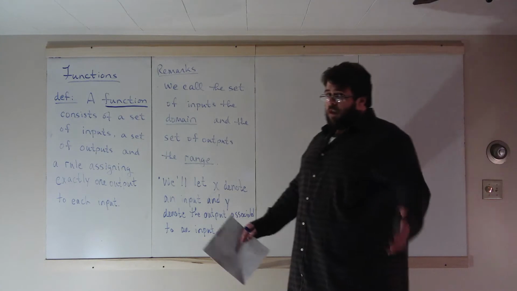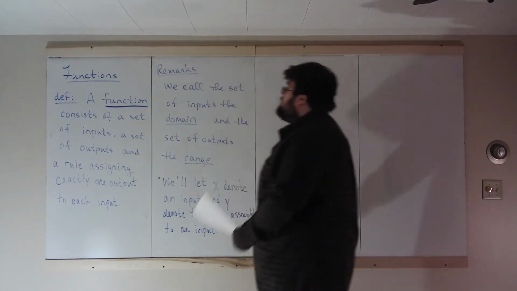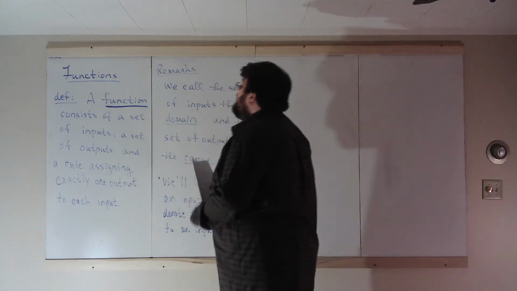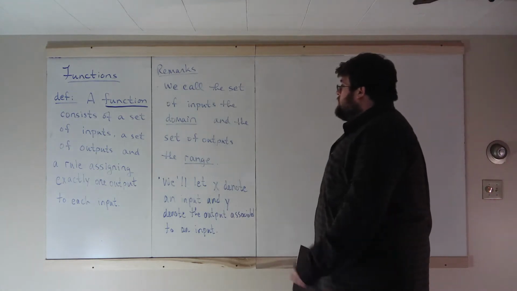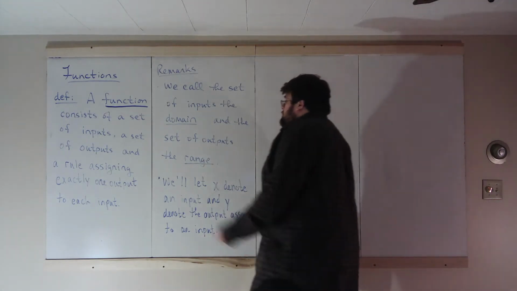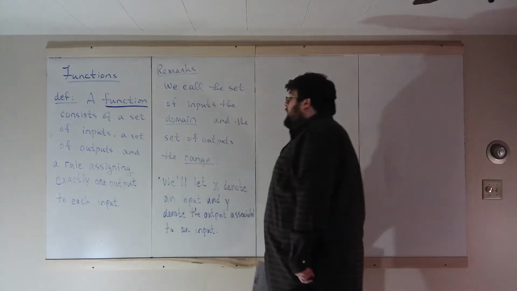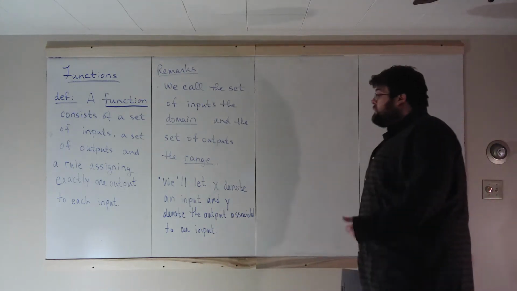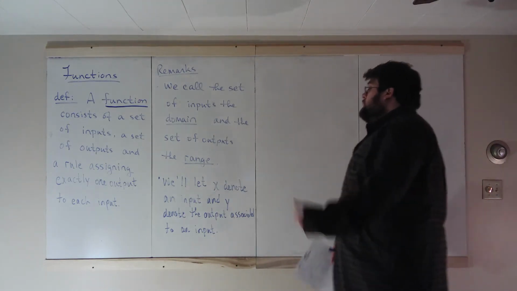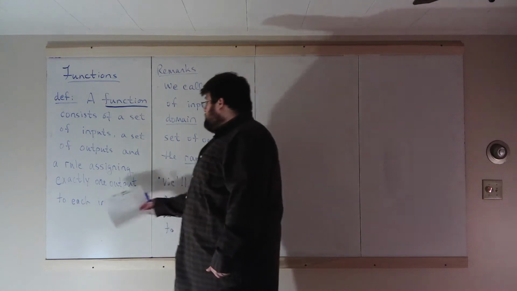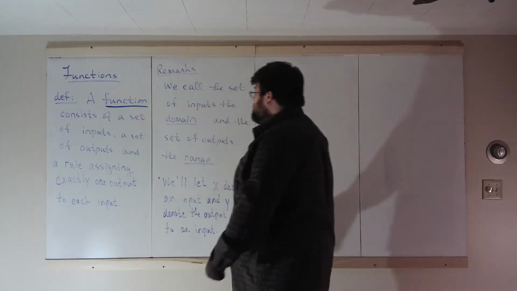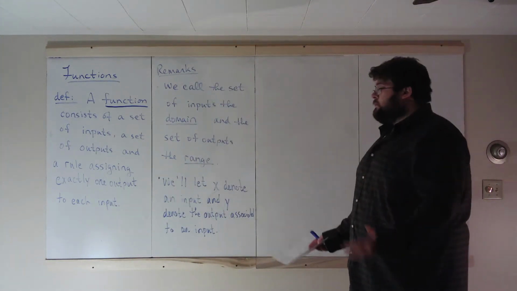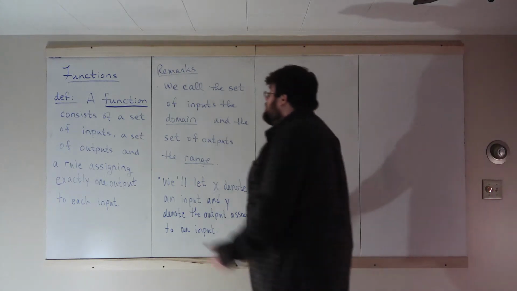We'll be dealing with many different kinds of functions this semester. So we'll start with a definition. A function consists of a set of inputs, a set of outputs, and a rule assigning exactly one output to each input. This last part is important. We'll see a graphical interpretation of that last part in a moment.